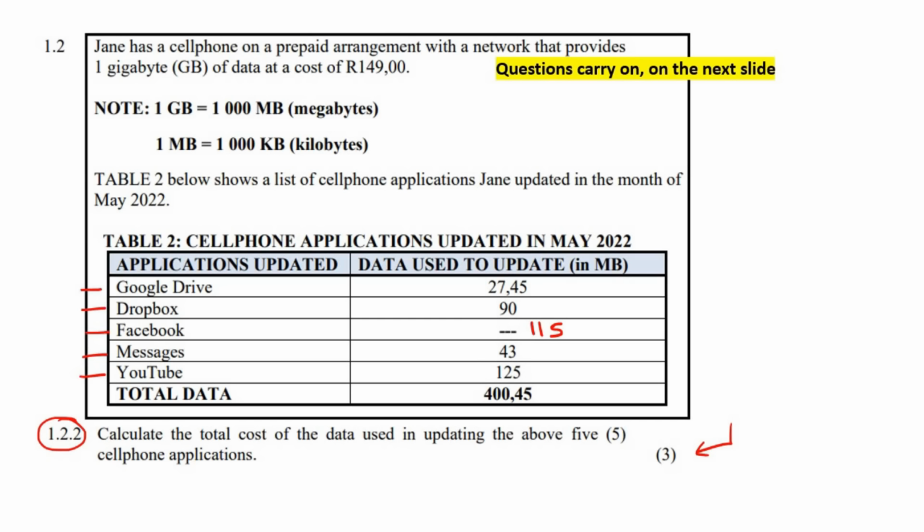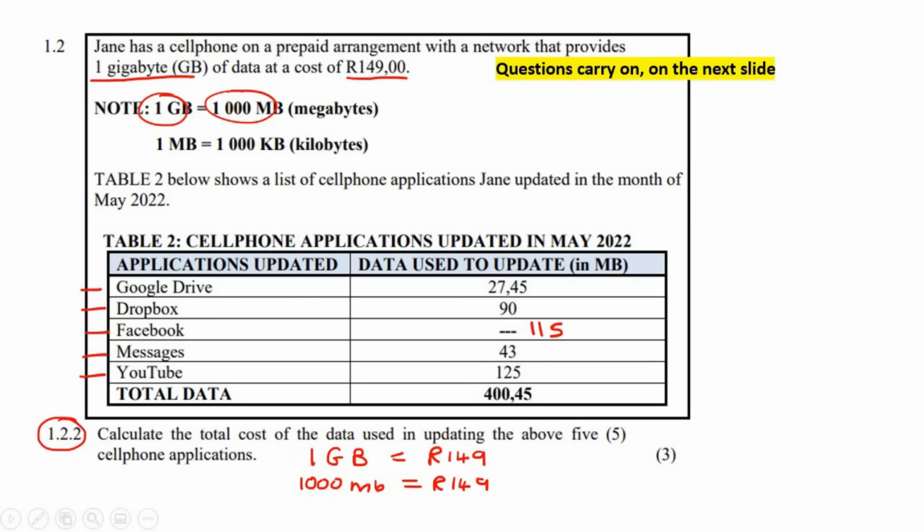So we know that the cost of data, they give for 1 gigabyte, that's 149 Rand. So we can say that 1 gigabyte is 149 Rand. Now we slowly but surely have to change the 1 gigabyte all the way down to 400,45 megabytes. Let's first change the gigabyte to megabyte. We know that 1 gigabyte is 1,000 megabytes, so we can say 1,000 megabytes. That'd also be 149 Rand, because these two are the same.